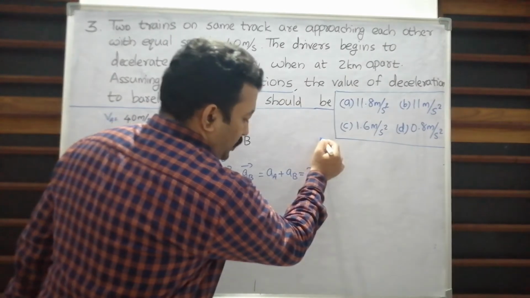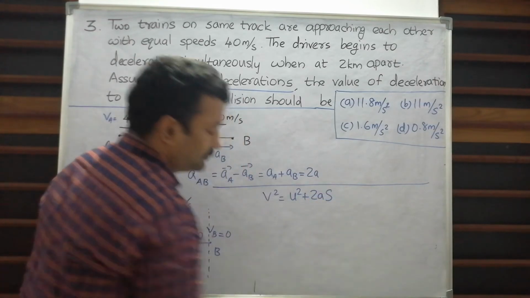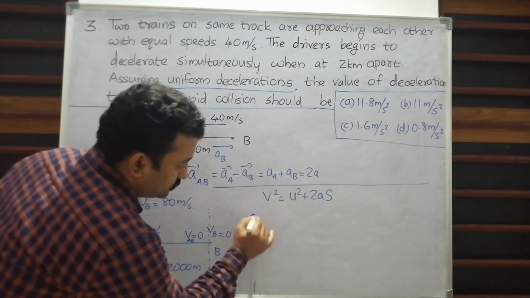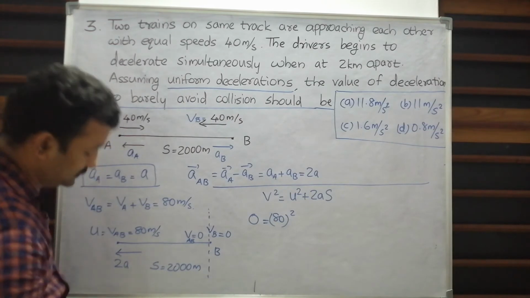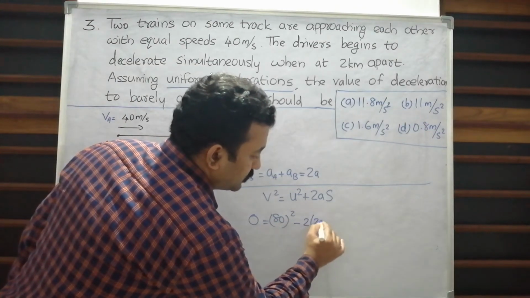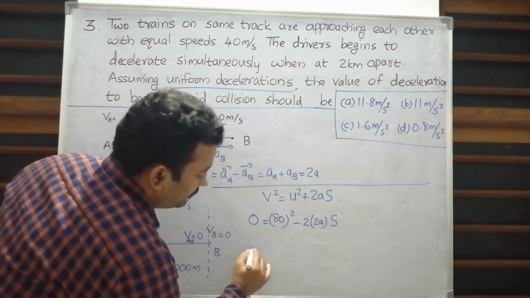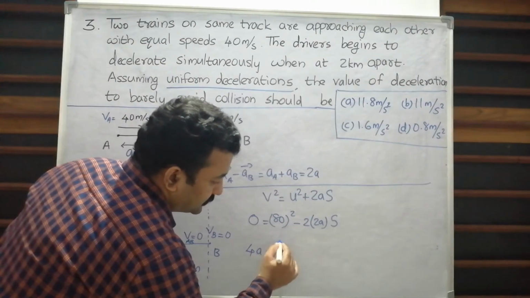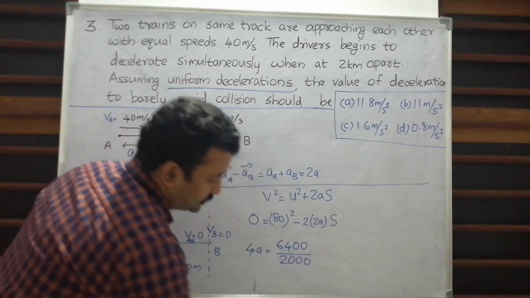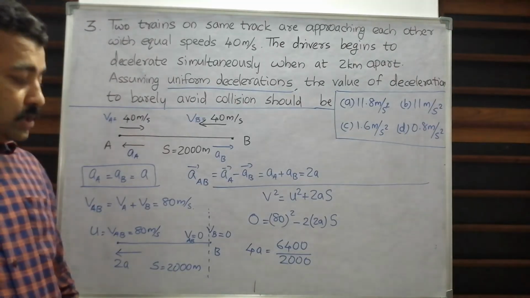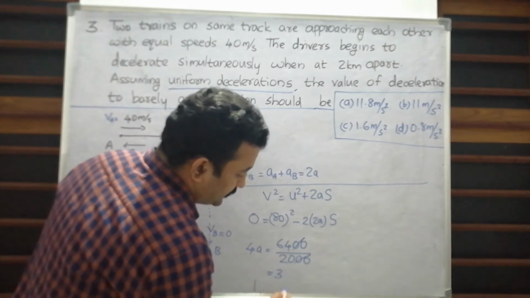Which equation can we use? We can use the equation V square is equal to U square plus 2AS. V square is 0. U square is 80 the square. It's a deceleration, so 2A is negative. So minus 2 into 2A into S. S is 2000. So I can write 4A is equal to 80 the whole square, which is 6400, divided by 2000. Solve it, you will get 64 divided by 20, which is 3.2.